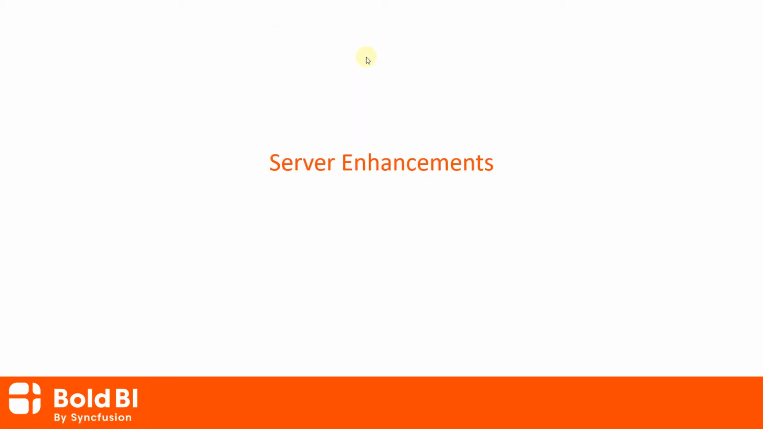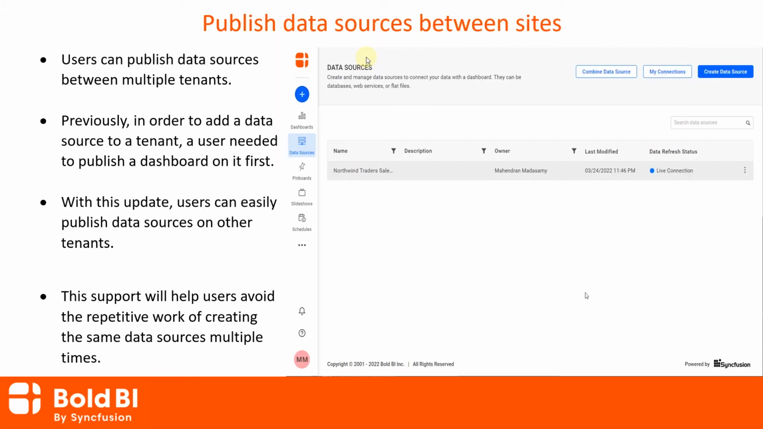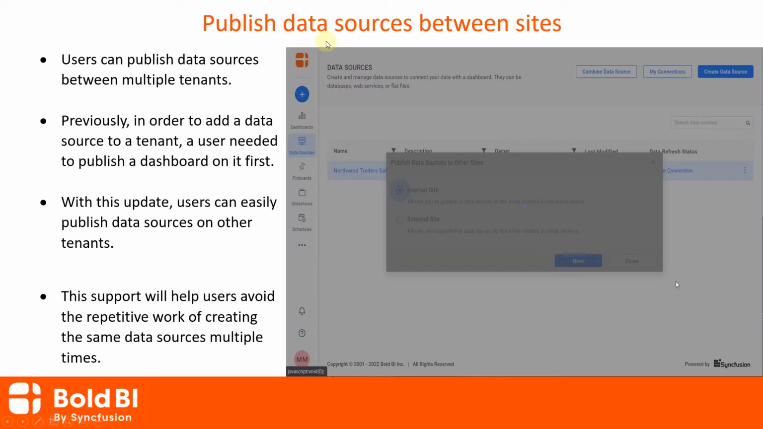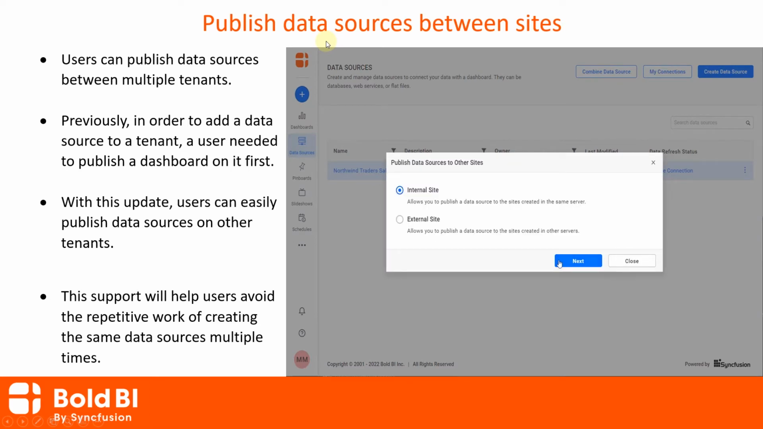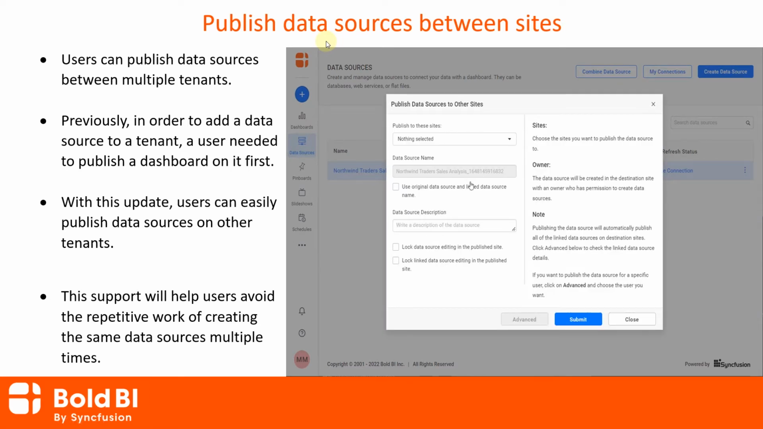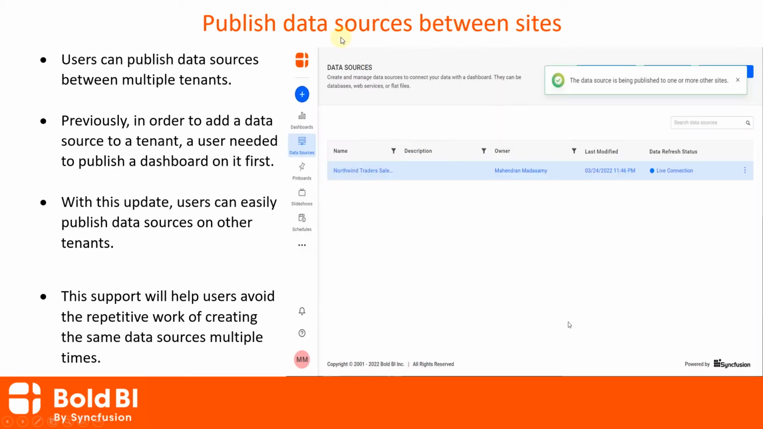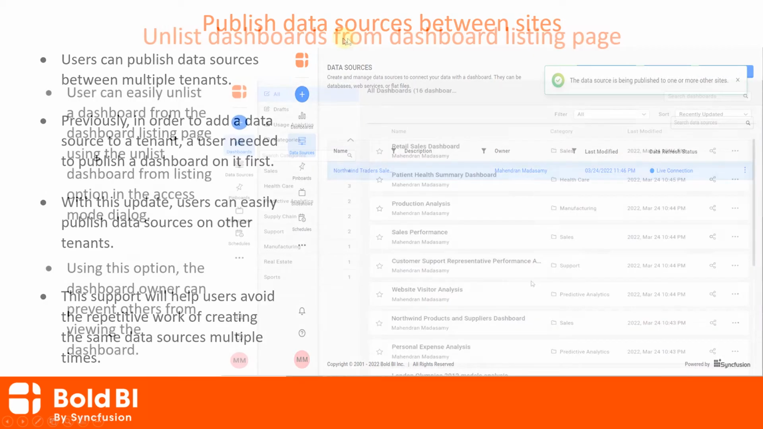Now let's move on to the server enhancements. We have provided support for publishing data sources between sites and publishing data sources between multiple tenants. Previously, in order to add a data source to a tenant, a user needed to publish a dashboard to it first. With this update, users can easily publish data sources on other tenants without having to publish a dashboard. This support will help users avoid the repetitive work of creating the same data sources multiple times.